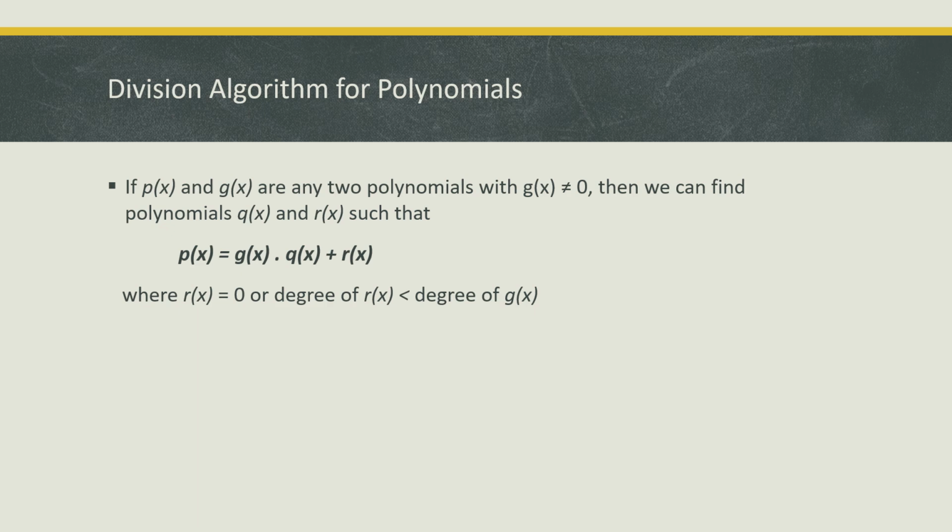Like we have the division rule for numbers, which is dividend is equal to divisor into quotient plus remainder, we have the division algorithm for polynomials. If p(x) and g(x) are any two polynomials with g(x) not equal to 0, we can divide p(x) by g(x). Then we can find polynomials q(x) and r(x) such that p(x) is equal to g(x) into q(x) plus r(x). q(x) is the quotient polynomial and r(x) is the remainder polynomial, where r(x) can either be 0 or the degree of r(x) is less than the degree of g(x).